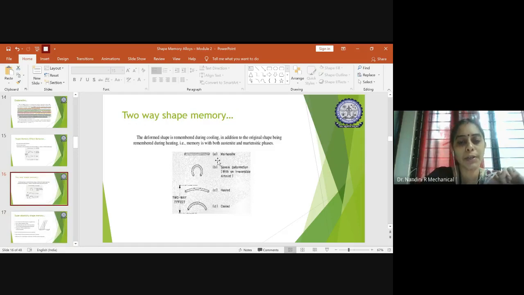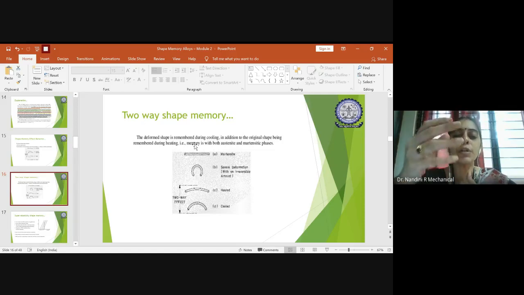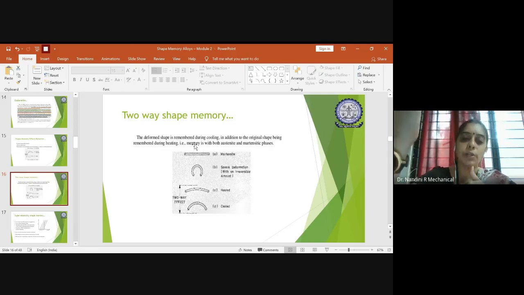Next is the two-way shape memory effect. What happens in two-way shape memory effect is the deformed shape is remembered during the cooling. In addition, the original shape is remembered during the heating. It means the material has two memory capabilities here. One is at regular room temperature. When it is subjected to heating, it gets the austenite phase. So the deformation which comes into the body due to heating, even that is remembered. And when it is cooled, the state of the material, even that is remembered.